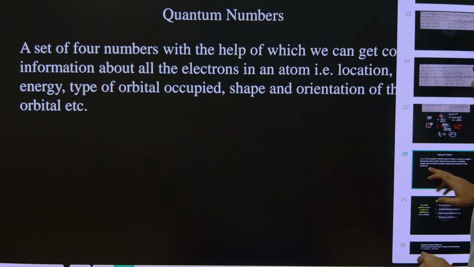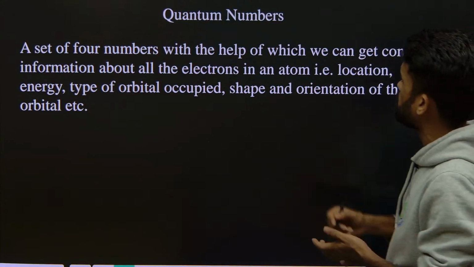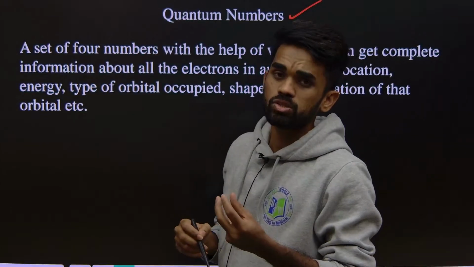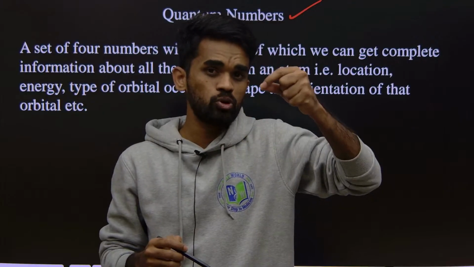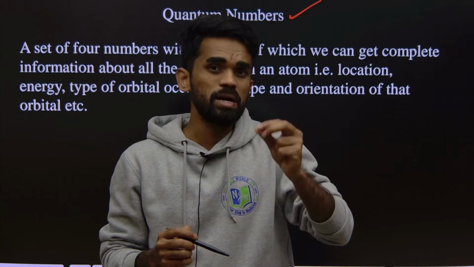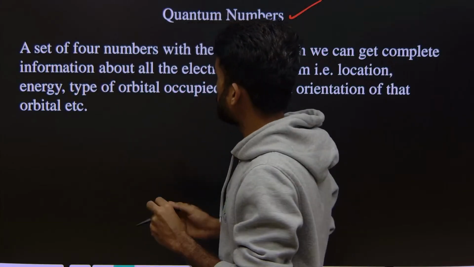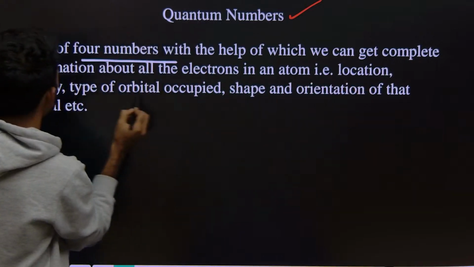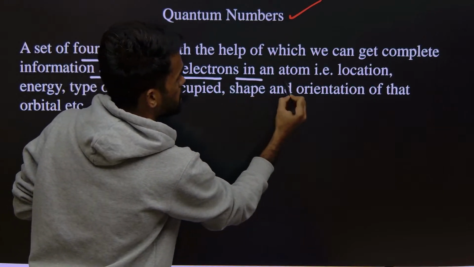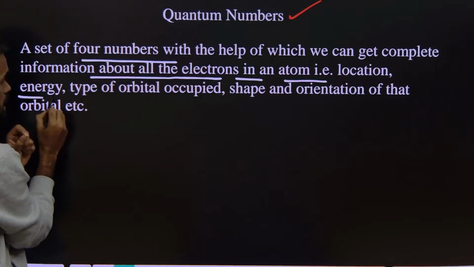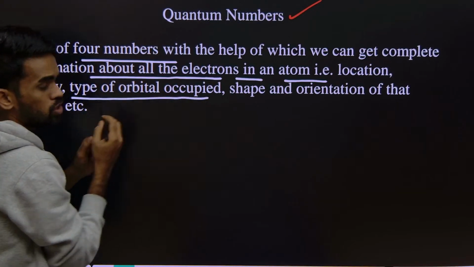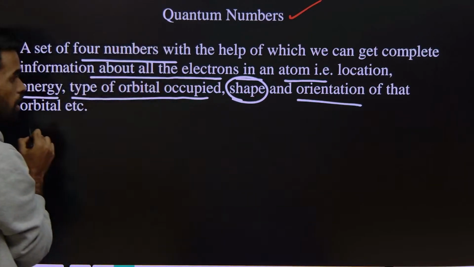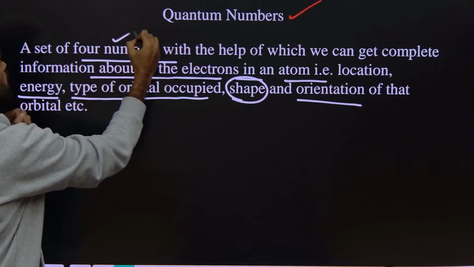Next, one more important topic here in structure of atom is quantum numbers. So what are quantum numbers? Quantum numbers help us give the exact position, or exact address, of a particular electron. It is a set of 4 numbers with the help of which we can get complete information about the electrons in an atom: its location, its energy, in which type of orbital it is present, what the shape of that orbital is, and what the orientation is. Everything we get by looking at these quantum numbers.